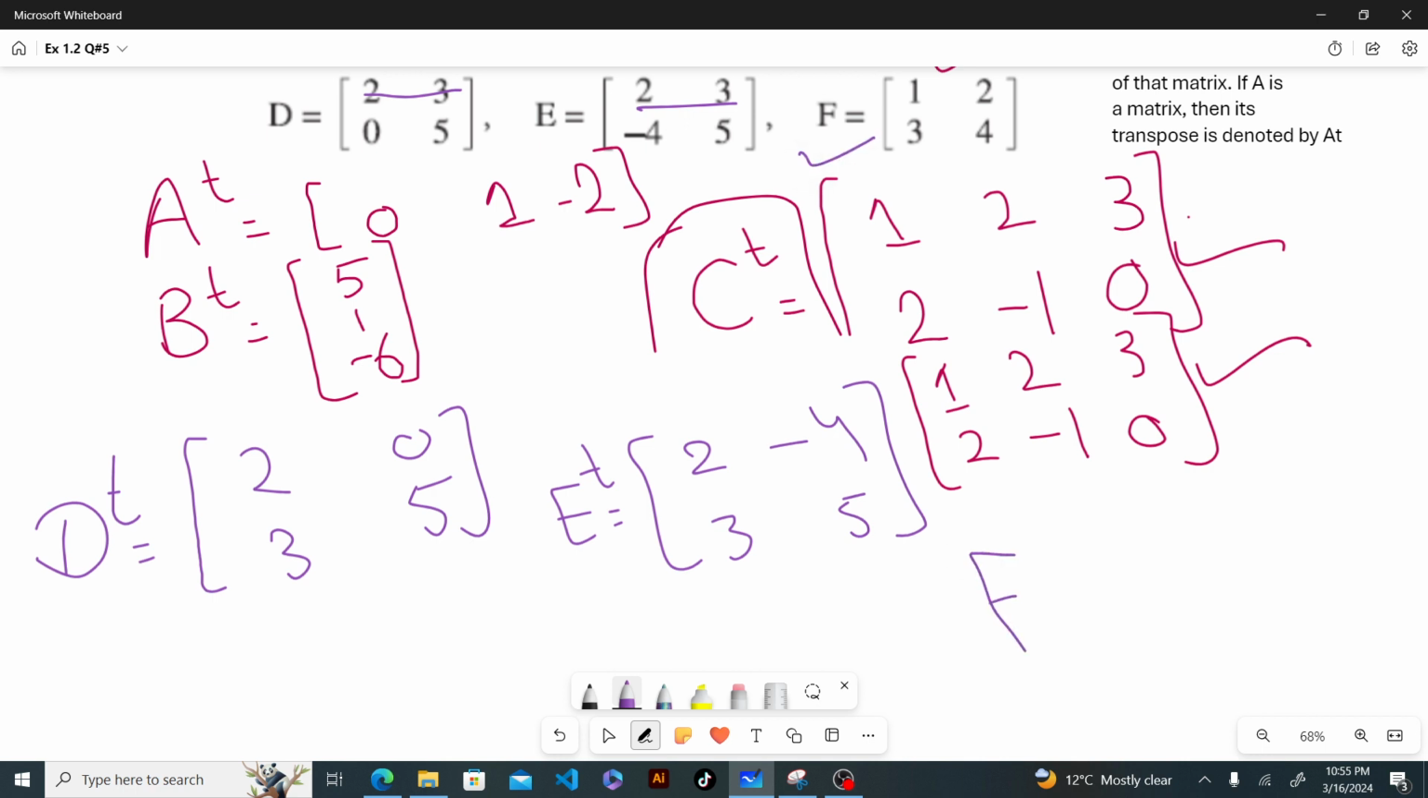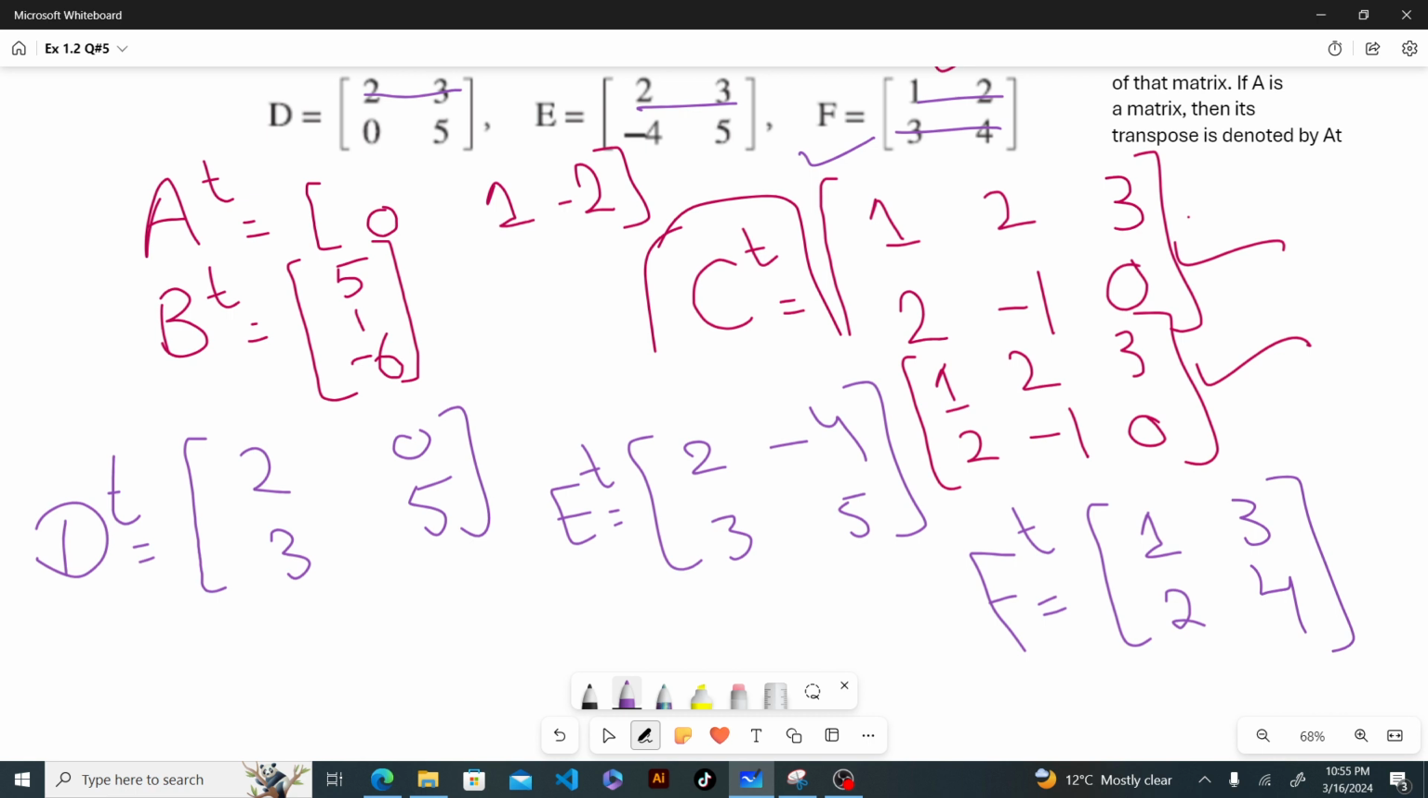Now we have F. We will find F transpose. F transpose will be 1, 2, and then the second row will be interchanged to the column 3, 4. So this is the way we find the transpose of a matrix.